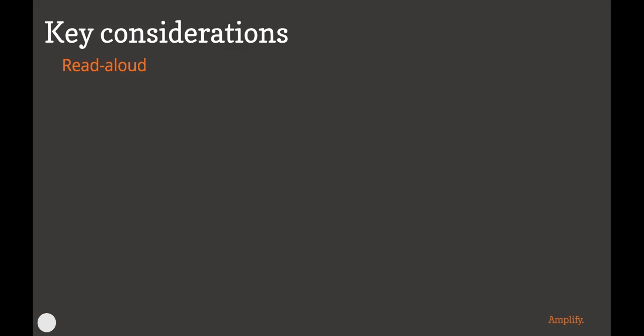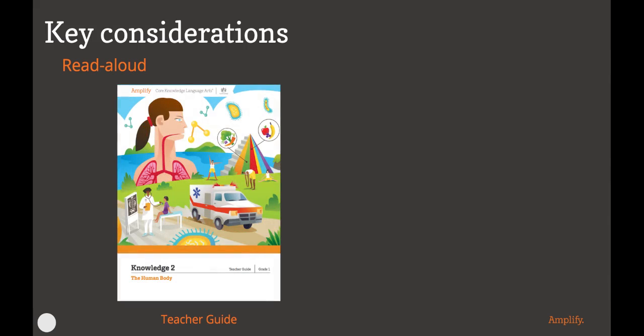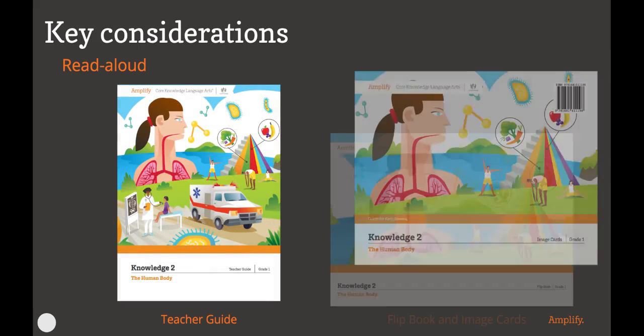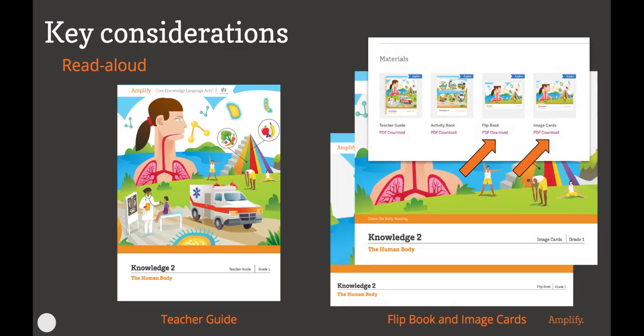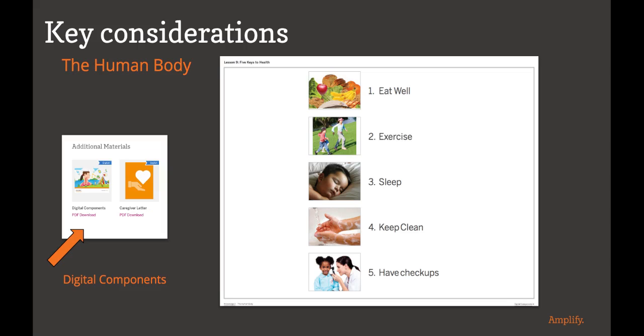In this unit, you'll engage students in daily read alouds using text found in the teacher guide. You'll scaffold students' understanding of the read aloud text using images from a digital flipbook and also image cards that can be displayed in your classroom. You'll have hard copy of these, but they can also be found on the CKLA teacher resource site. Teachers can also access digital components from the website for use during lessons, like this visual of the 5 habits of good health.